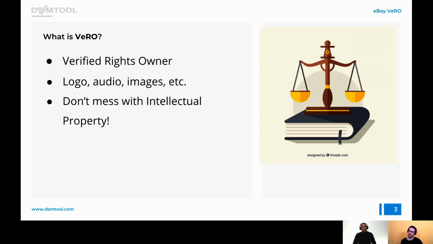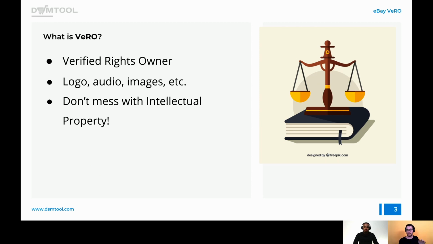So what is eBay VERO? VERO stands for Verified Rights Owners, which is basically about the intellectual property of the brand owner. Intellectual property is kind of a weird phrase in English. What does it mean? It could be the logo of the brand. It could be audio. Let's say a singer writes a song and writes the music for the song, that's the singer's intellectual property.